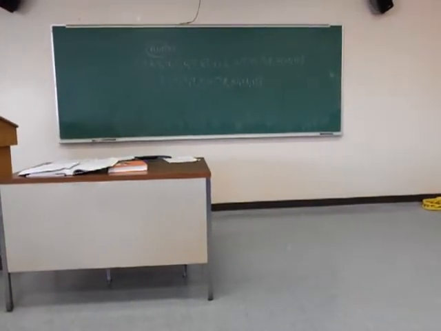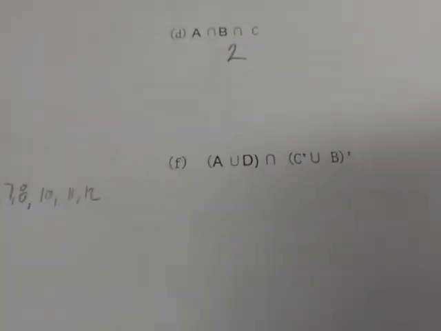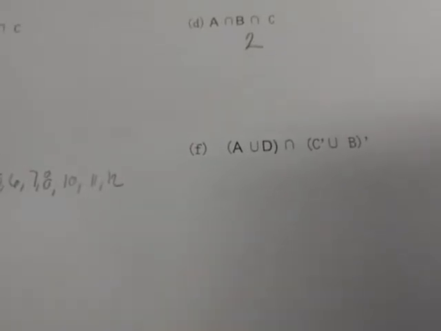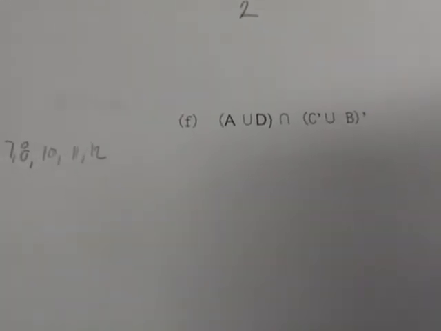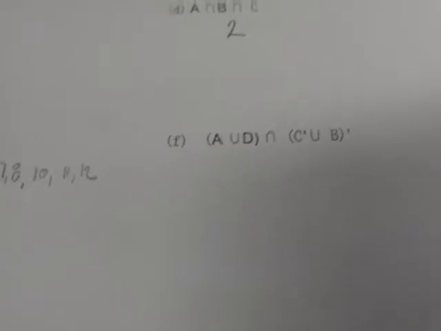All right. F. We got to do each parentheses, so we're going to do A union D. What's A union D? 1, 2, 3, 4, 5, 6, 7, 10, 11, 12. Okay. You want to write that on the board too? Yes. Everybody have this one? Yes. We good?